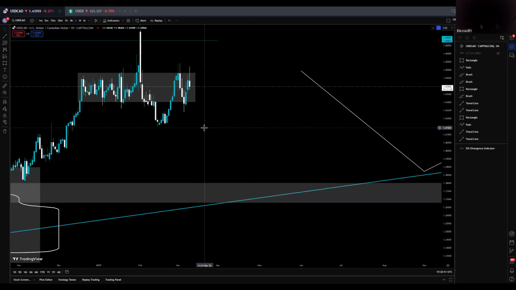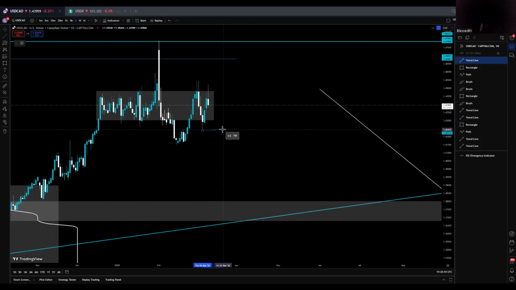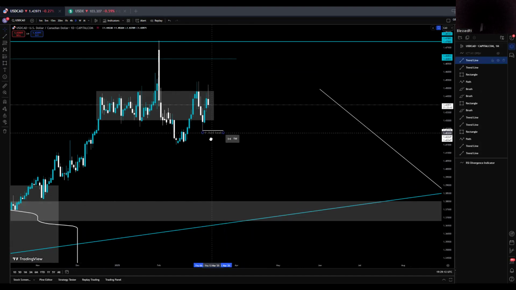And where is the nearest support line? You know the nearest support line. This is a support line. Turn this white. Make it 2. And I'm going to clone it. This is another support line.